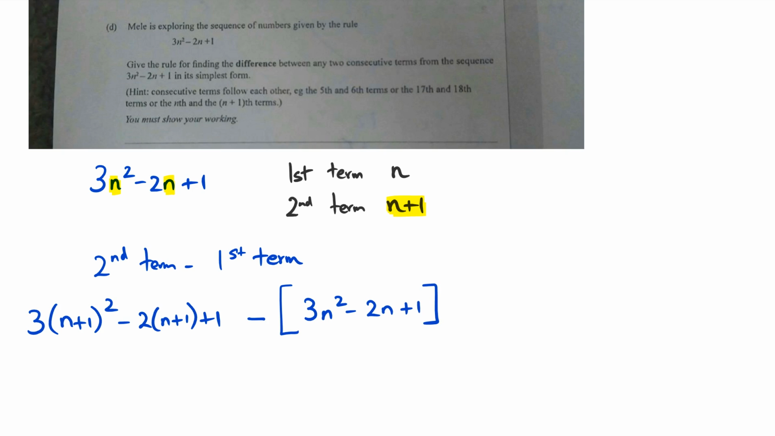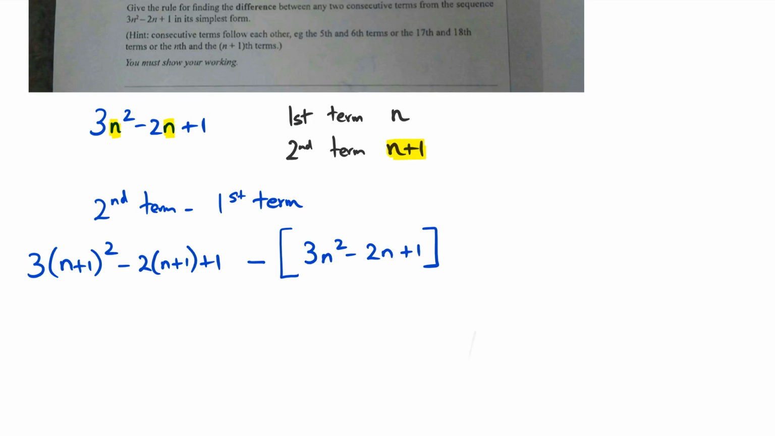Anyway, what I'm going to do is take n plus 1 and replace n with n plus 1 wherever n is. So my second term is going to look like this: 3 times (n plus 1) squared, minus 2 times (n plus 1), minus, now the first term has got to be in a bracket, all right? It's really important that you put this bracket, otherwise things do not work out. My first term is just going to be 3n squared minus 2n plus 1.